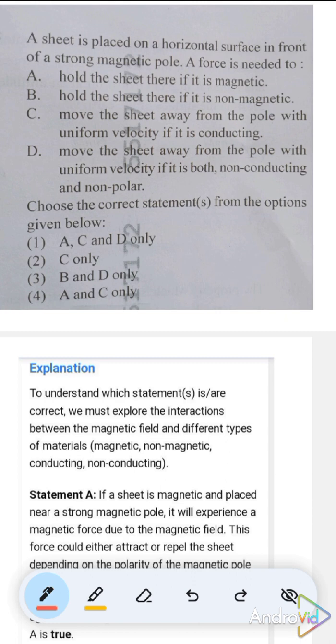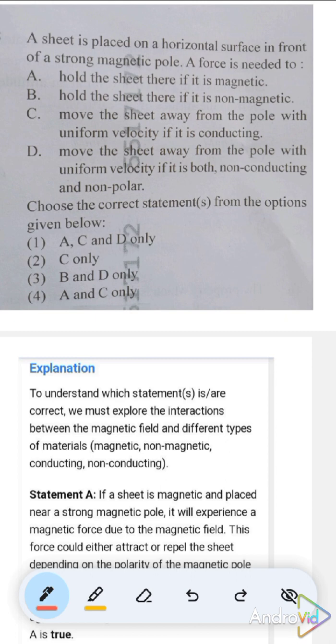Let's discuss the solution. The explanation for the question is, first of all, to understand which statement or statements are correct, we must explore the interactions between the magnetic field and different types of materials, that is, whether the materials are magnetic, non-magnetic, conducting or non-conducting.